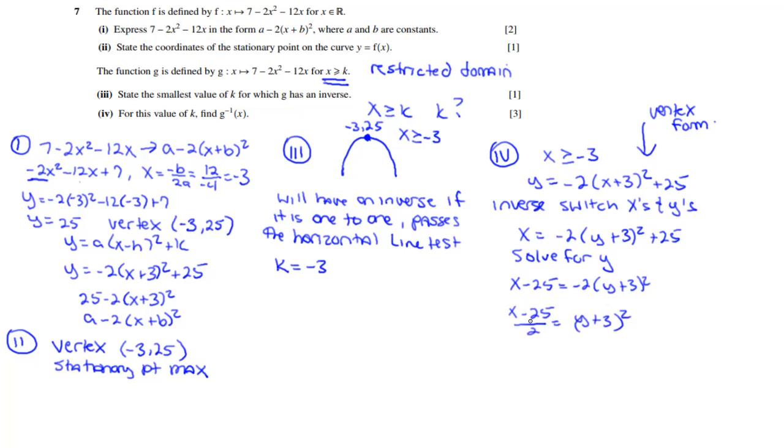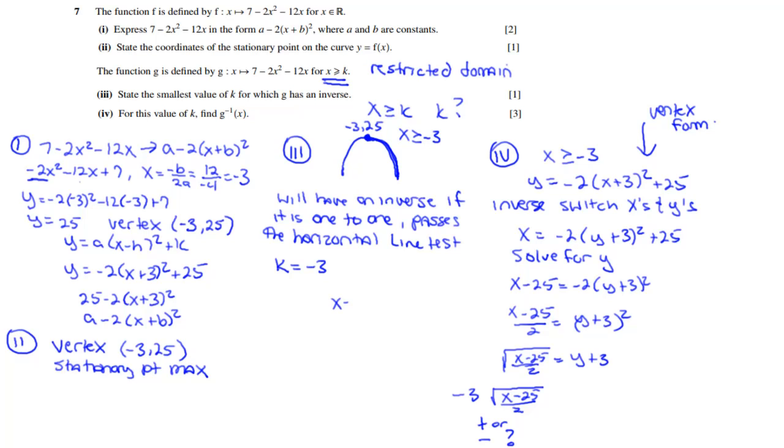And then we're going to divide by negative 2 on both sides. And that's going to give us y plus 3 squared. And then we're going to square root both sides. And then we come down to negative 3. And then it's either plus or minus the square root of x minus 25 over negative 2. It's supposed to be negative 2. Anyway, we got to figure out what that's going to be.